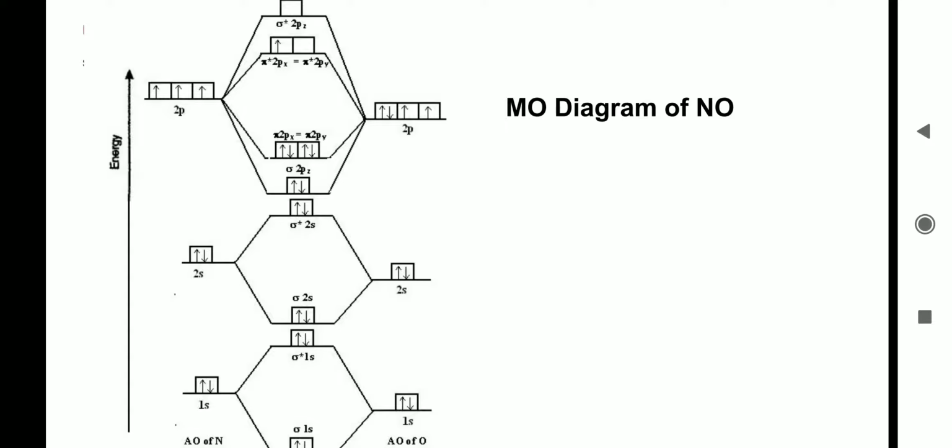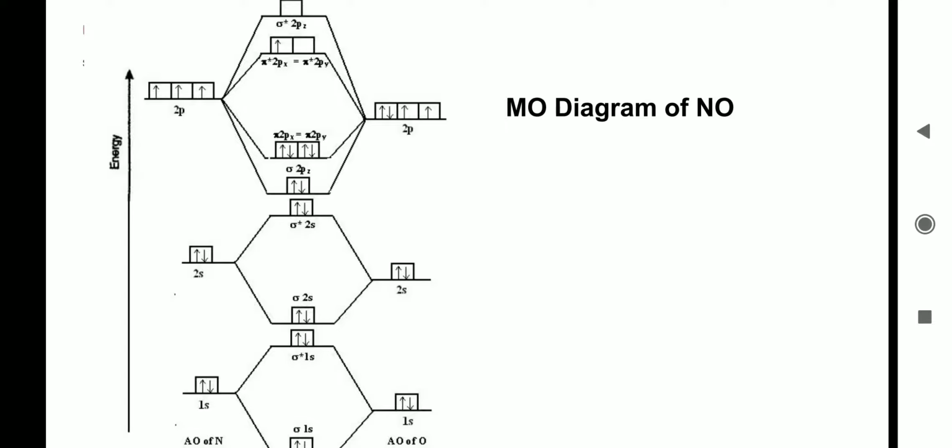Now, just by looking at this molecular orbital diagram, we can calculate the number of electrons in the bonding molecular orbitals and the number of electrons in the anti-bonding molecular orbitals. The number of electrons in the bonding molecular orbitals is 10 and that in anti-bonding is 5. So, if I ask you to calculate the bond order of this molecule, it will be (10 minus 5) divided by 2, and that is equal to 2.5.